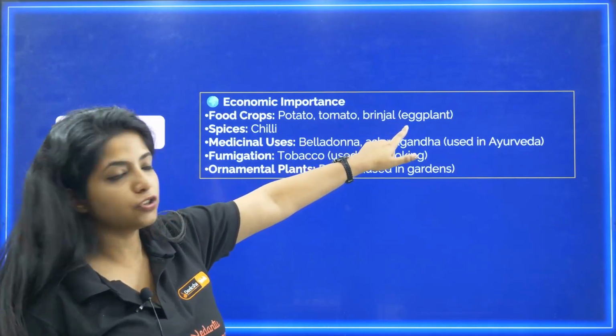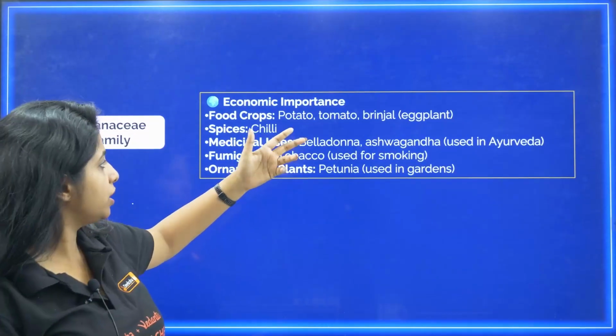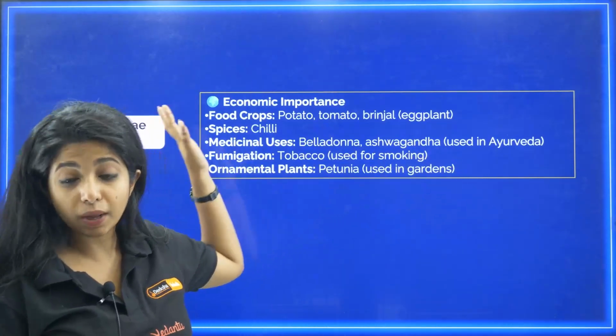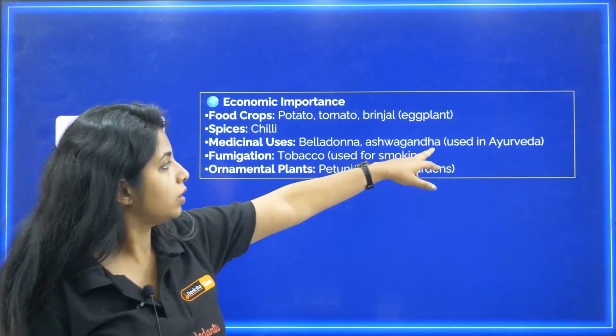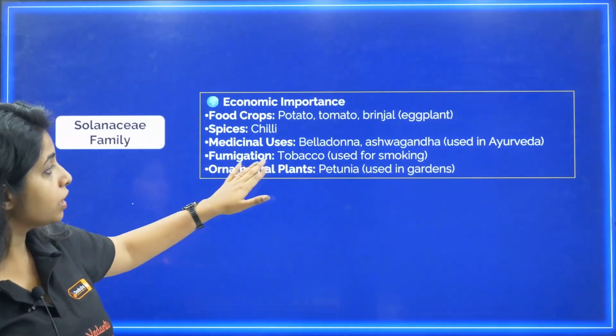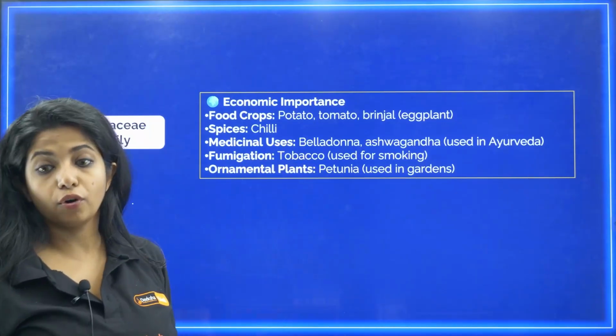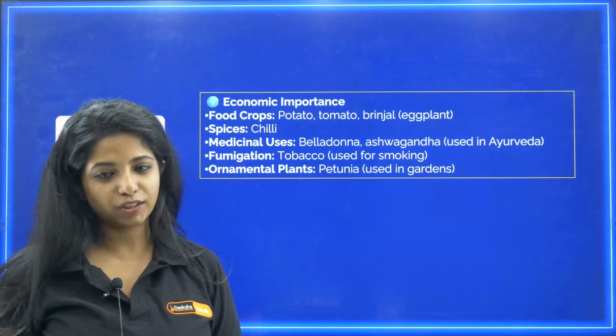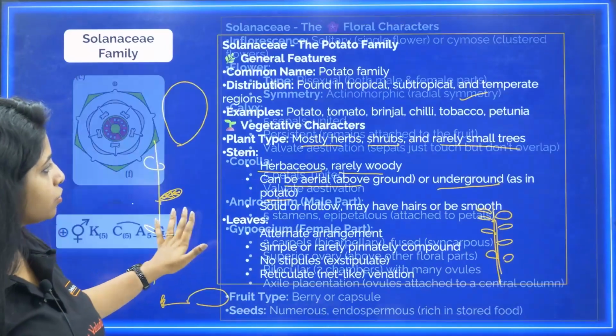Potato, tomato and brinjal, you eat it, right? And spices, chili, you use it as spices. Medicinal uses, belladonna, ashwagandha, they are all coming under Solanaceae family only. So they are used in Ayurveda. Fumigation, my dear children, tobacco is used for smoking. And ornamental plants, petunia, it is used in the gardens. Okay, so these are the things that you should be definitely knowing.